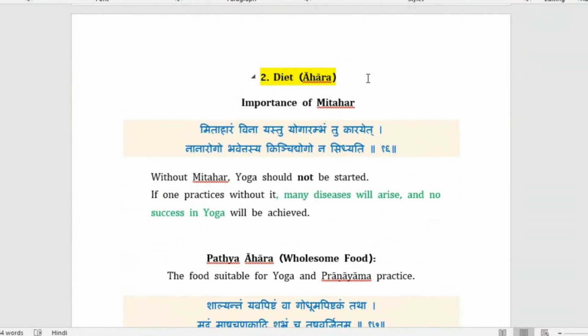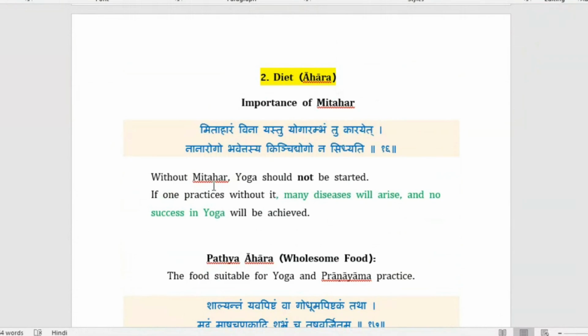Okay, now the next is ahar, that is diet. What is the importance of mitahar? Now in Pradipika also, Swatmaram Rishi had given a lot of importance to mitahar. Now let's see that in Gherand Samhita, what Gherand Rishi is saying. What is mitahar? How, or what, according to him is mitahar?